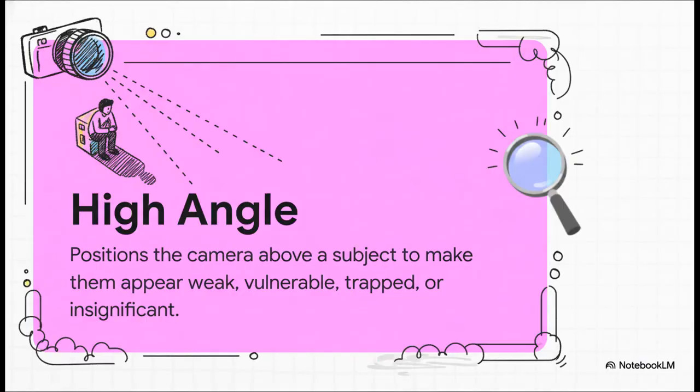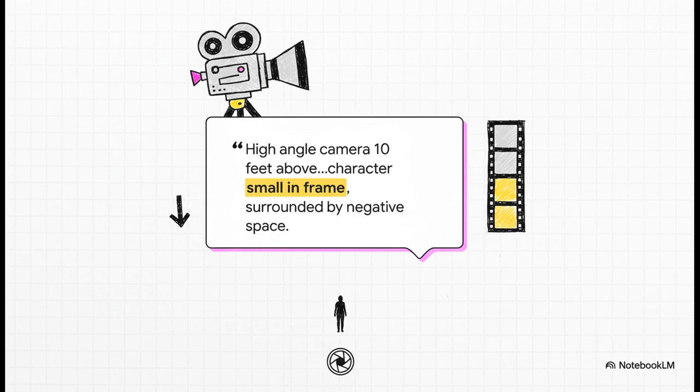Okay, so on the complete flip side of that, you've got the high angle. You place the camera up above the subject, and it does the exact opposite. It just makes them feel small, vulnerable, maybe even trapped. This is the angle you pull out when your character has been defeated or they're in a really weak spot. And you can see that same idea at work right here.